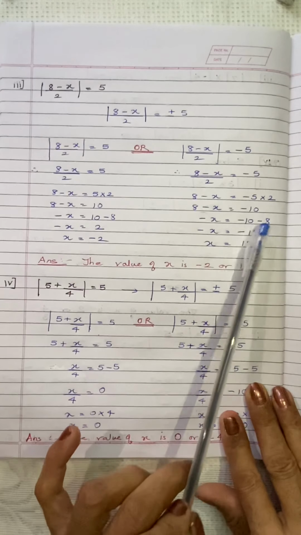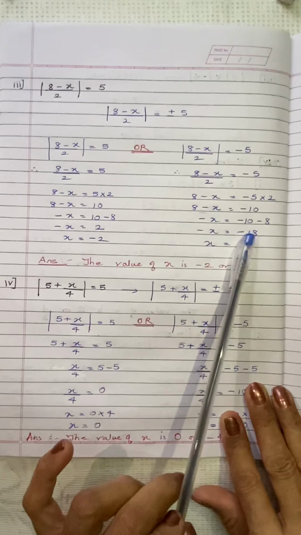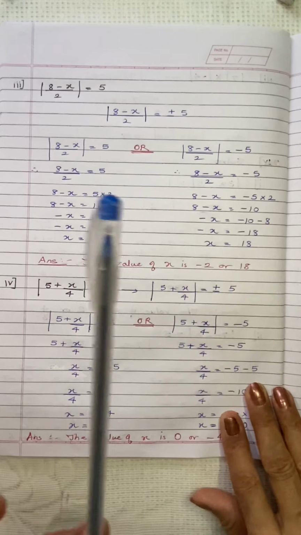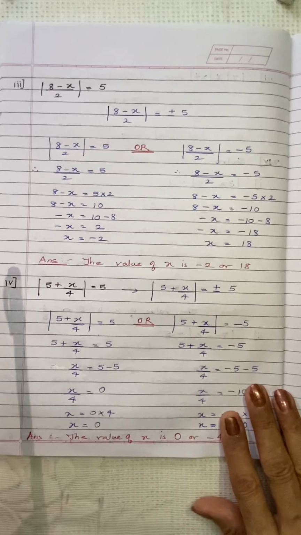Both are negative, so add with negative sign. Negative negative gone on the left hand side and right hand side, so x is equal to 18, it becomes positive. So the value of x is negative 2 or 18.